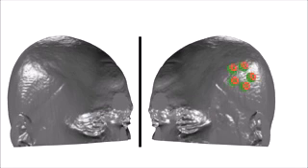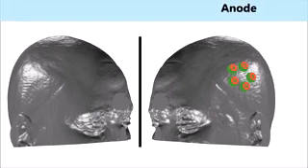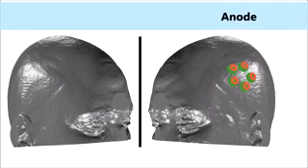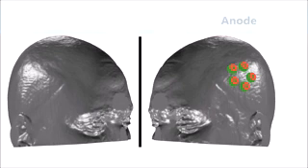The anode is connected to the positive pole of the battery and is typically associated with the increased excitability of the affected tissues. Here the anode is centered over the left somatosensory and motor cortices near the hand region.